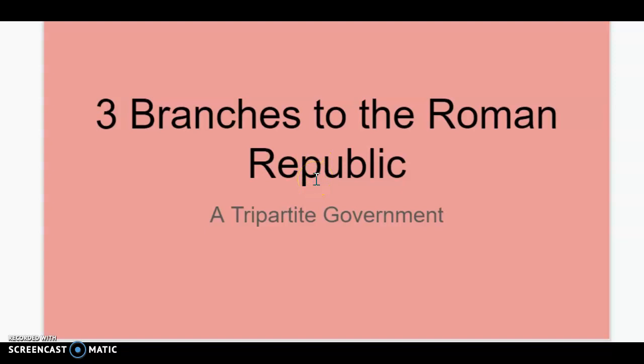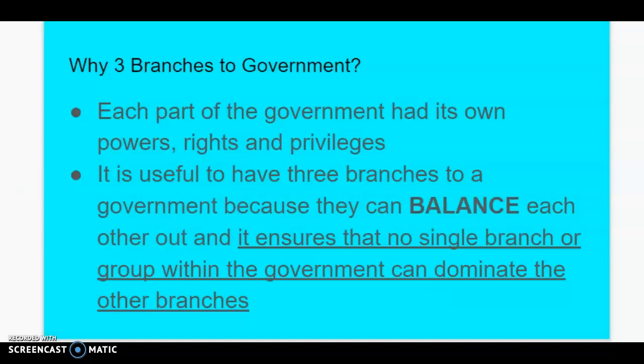They are not exactly the three branches of the United States government, but the blueprint of the Roman Republic, the form of government that it was, is the exact blueprint that we used in this country, in the United States of America, that our founding fathers worked on. So let's look at here.